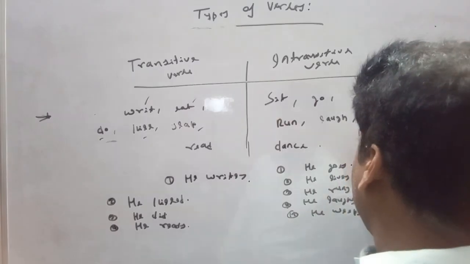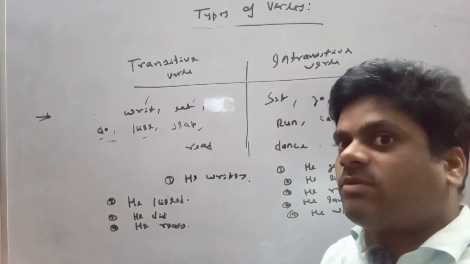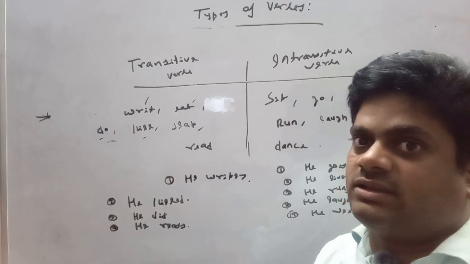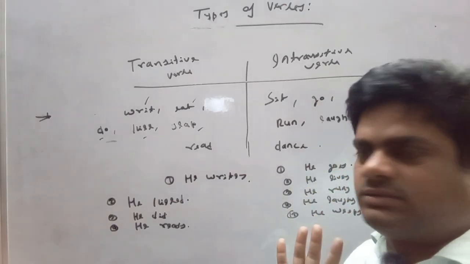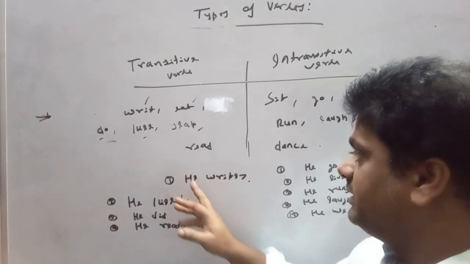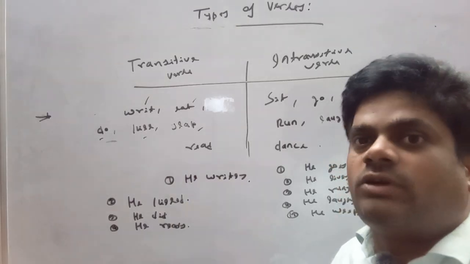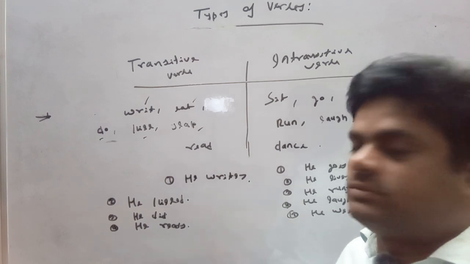But here, intransitive verbs don't require any type of object to express their meaning clearly. He goes, the sentence is complete. He leaves, it is also complete. But he writes. What does he write? Whom does he write?